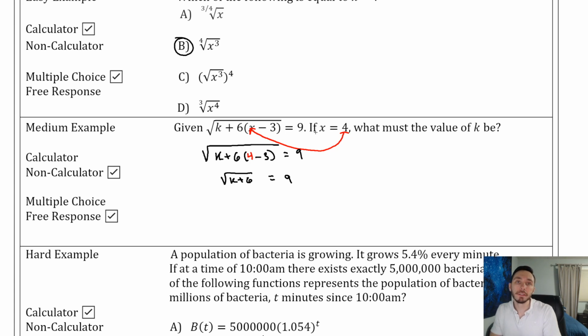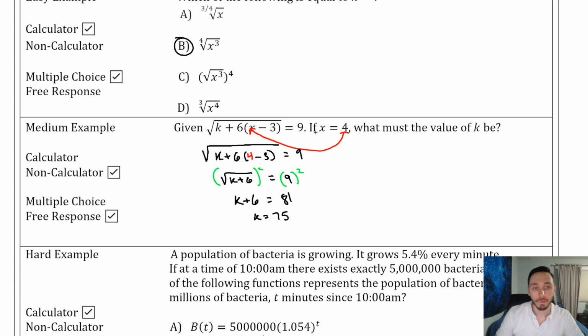Right? It's truly designed to trip you up, because at this point, I could have just given you this equation, right? But they just wanted that extra substitution step for whatever reason. But at this point, the rest of the problem is kind of a normal situation. Square both sides. You get k plus 6 is equal to 81. And if you subtract 6 from both sides, you end up getting k is equal to 75. So that is that.